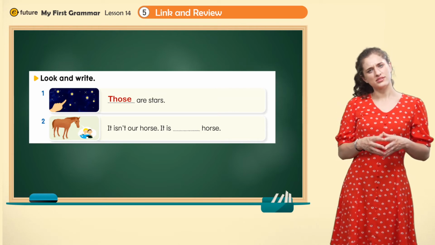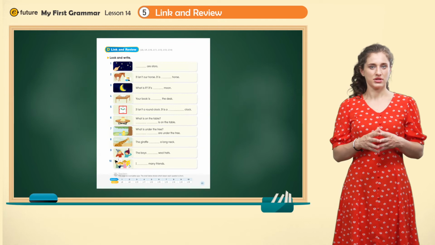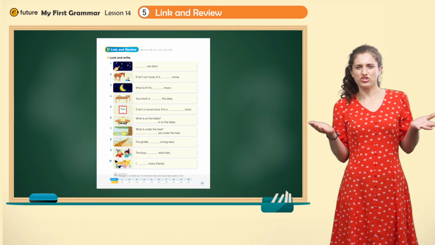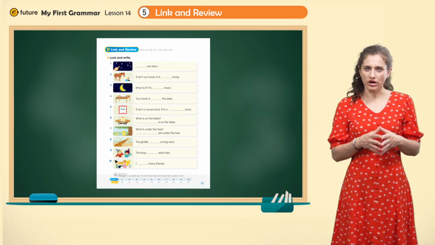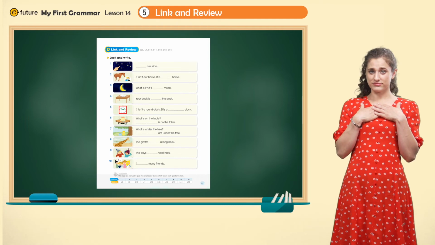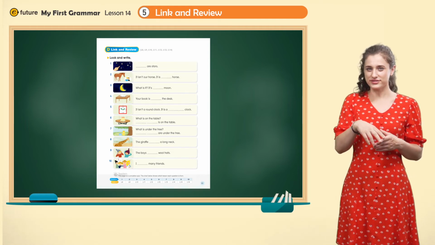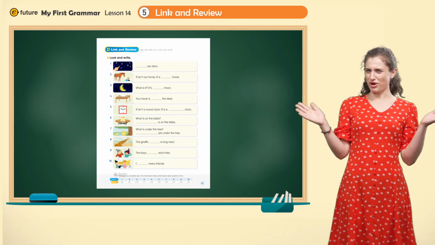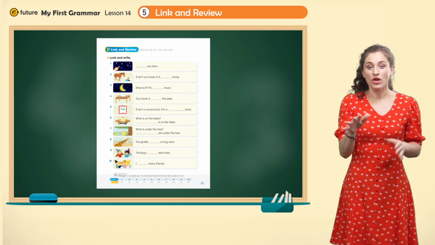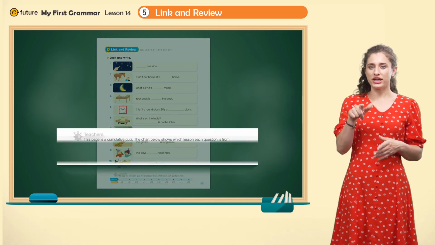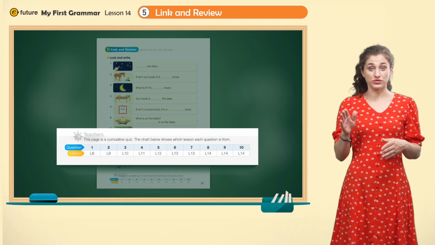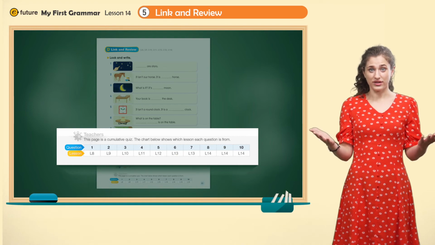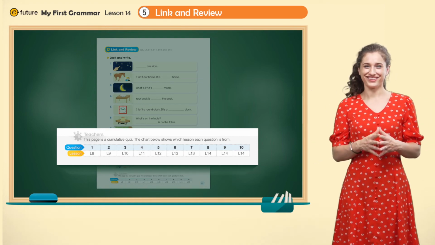Great. Now let's read number 2. It isn't our horse. It is blank horse. What can you write here? It isn't our horse. It is my horse, his horse, your horse. What's the correct one? You're not sure? You don't remember? It's okay. We can do some review. Look at this chart. Number 2 is from lesson 9. We can go back to lesson 9 and do some review. And then we can come back here, okay?